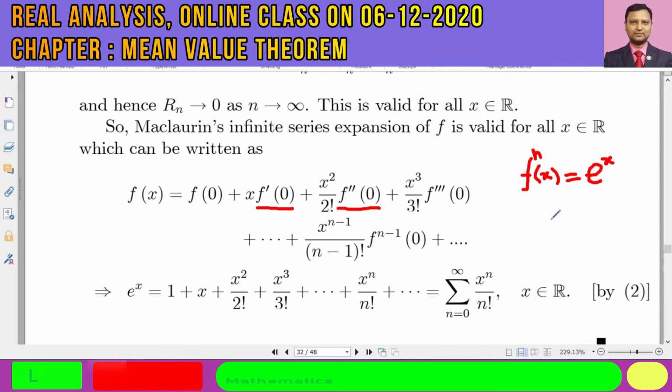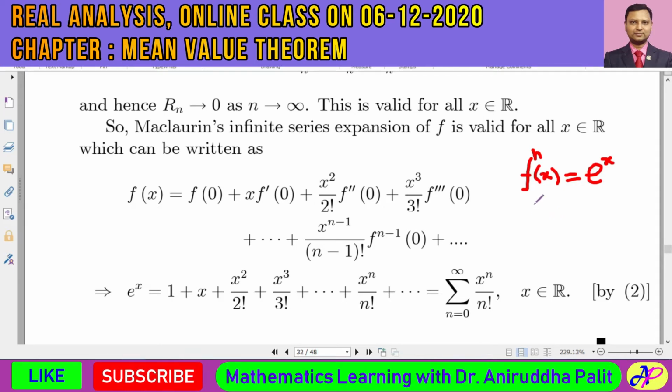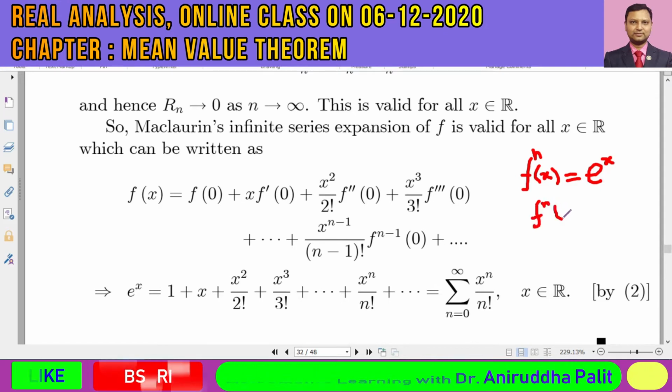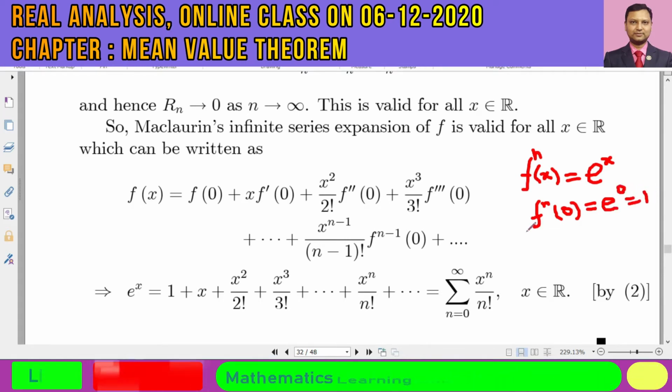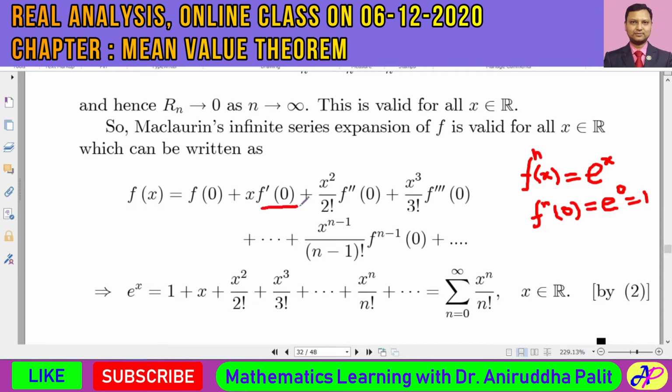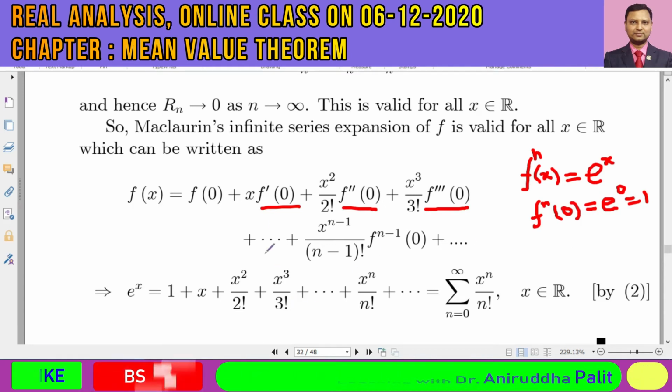All these quantities, sorry, are equal to 1. This fn at the point 0 should be equal to e to the power of 0, and e to the power of 0 is equal to 1. So all these quantities, f dash, f double dash, f triple dash, become equal to 1. Not 0, sorry, I made a mistake again.